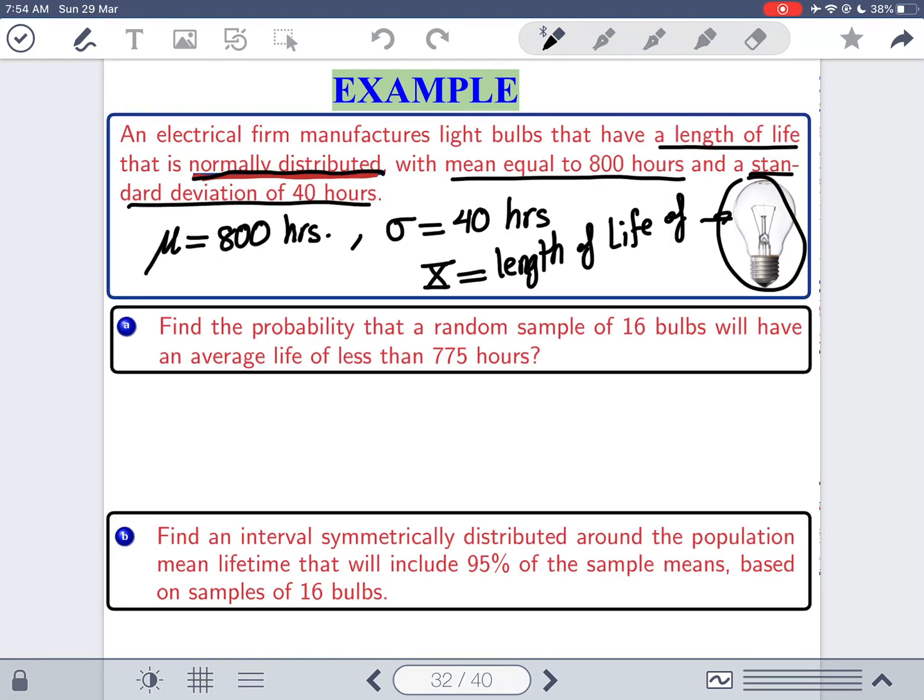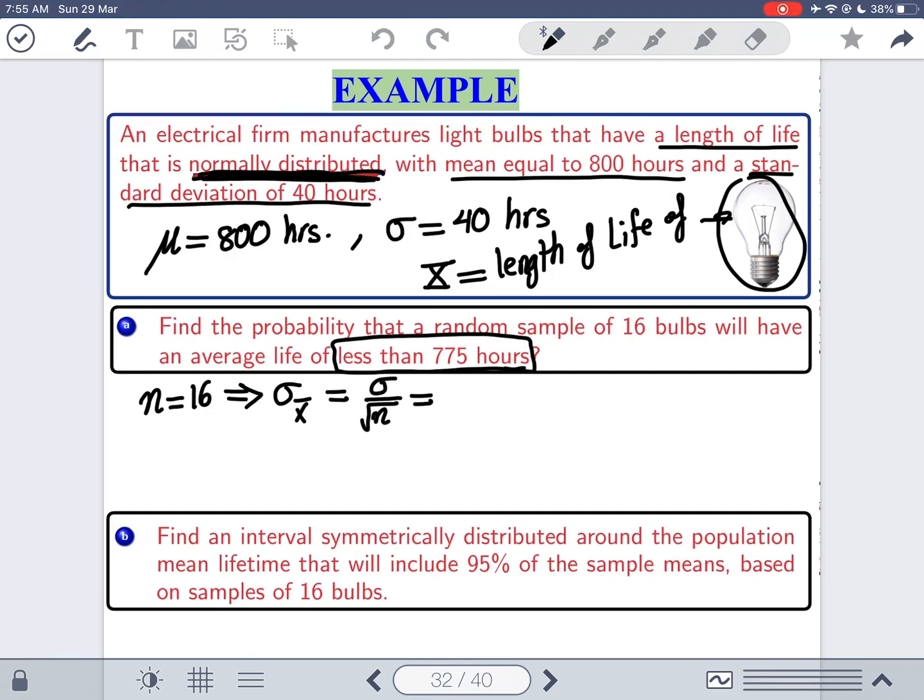Okay, and let's see what the question is asking. Find the probability that a random sample of 16 bulbs will have an average life of less than 775 hours. I want you to see how easy this is. For us here, our sample size n is 16. Since our distribution is normal already, it doesn't matter what the sample size is to apply the central limit theorem. So this means that sigma x bar is going to be sigma over root n.